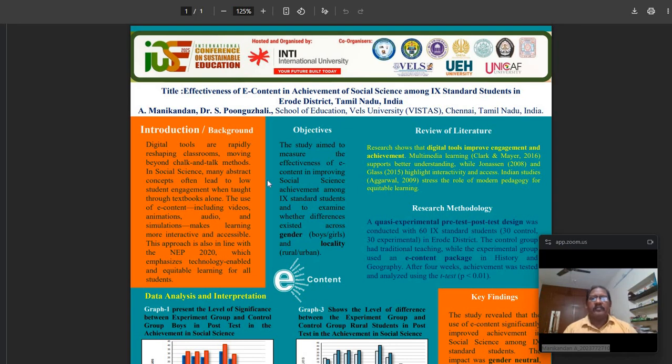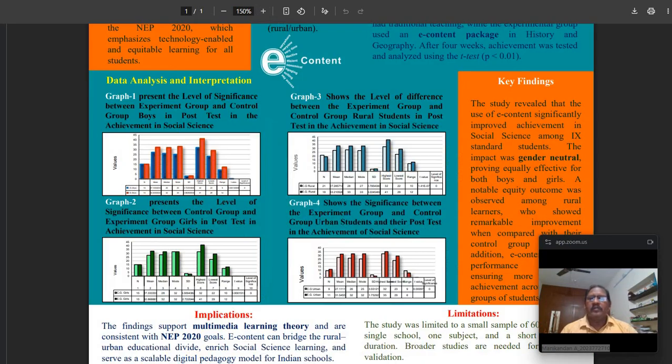In this study, we have formulated more than 20 hypotheses. From those hypotheses, here I present only 4 hypotheses and the calculation portions.